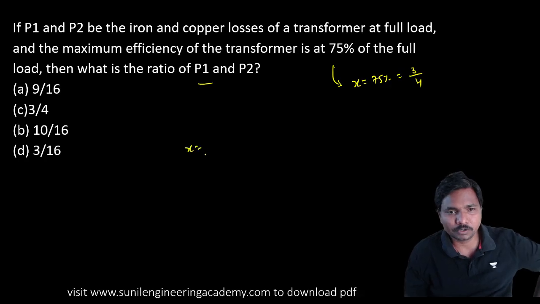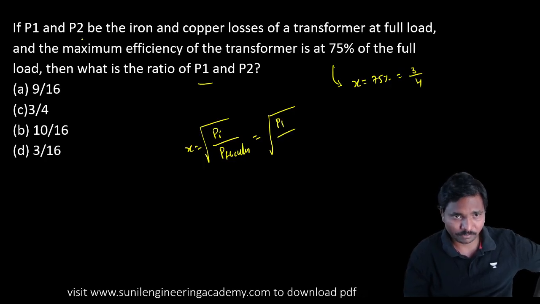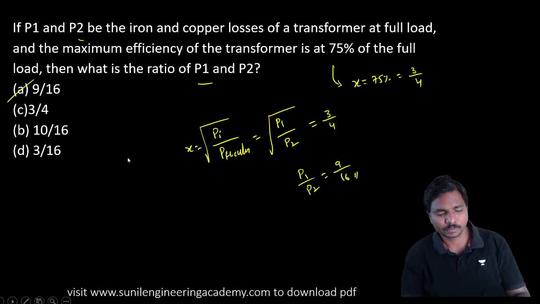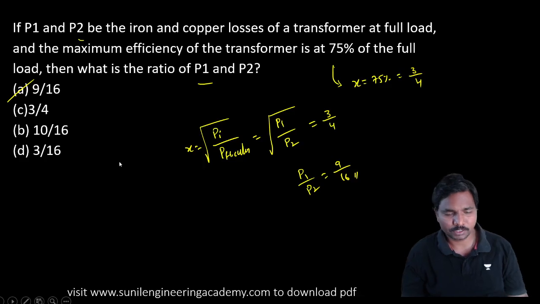We know x is equal to the root of iron loss over full load copper loss. Iron losses they have given as P1, copper losses as P2, and x is 75%, that is 3 by 4. If you square it, you get 9 by 16. That is the answer only. The ratio is 9 by 16.